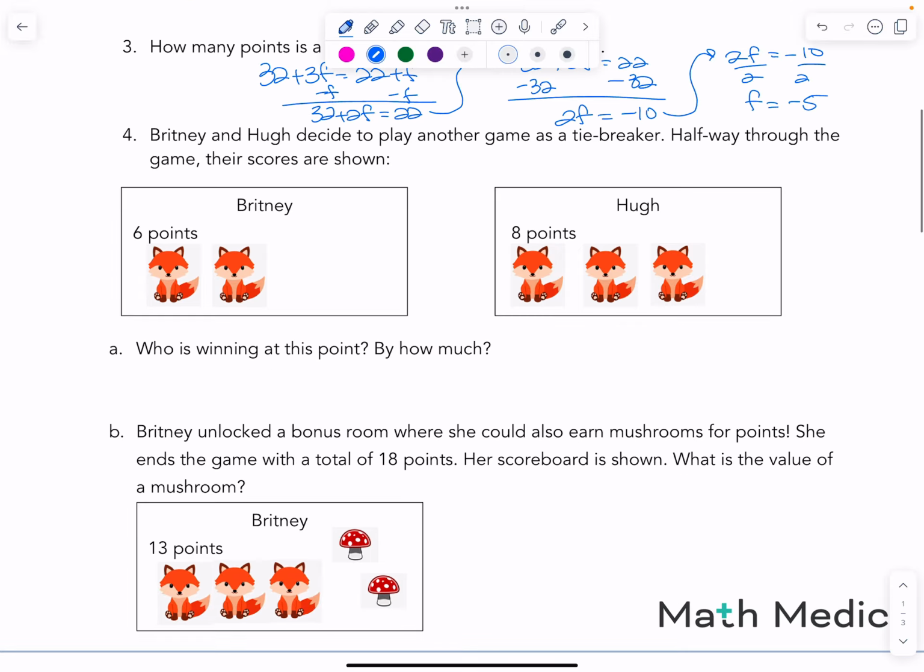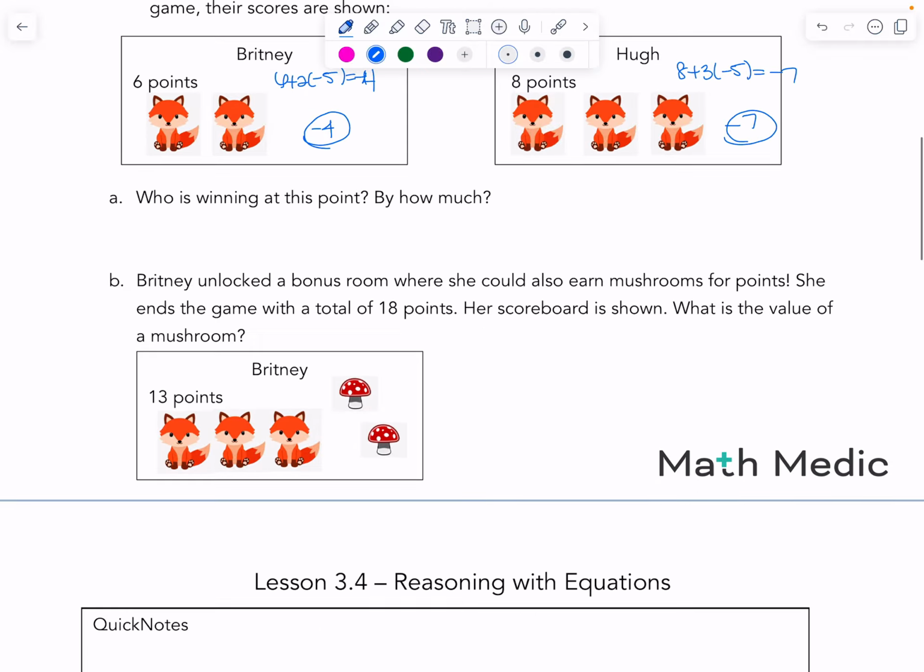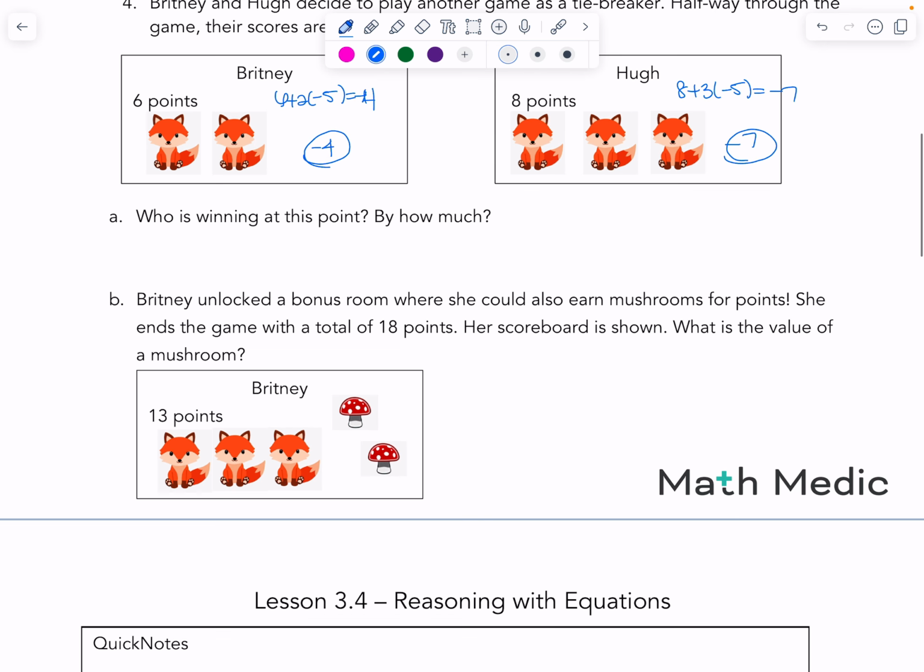So what you should have gotten is that 6 plus 2 times negative 5 gives me negative 4. And then 8 plus 3 times negative 5 gives me negative 7. So Brittany has a score of negative 4, and Hugh has a score of negative 7. So Brittany is winning by 3 points. Okay. Brittany unlocked a bonus room, which I guess you could write this out. Brittany is winning by 3 points.